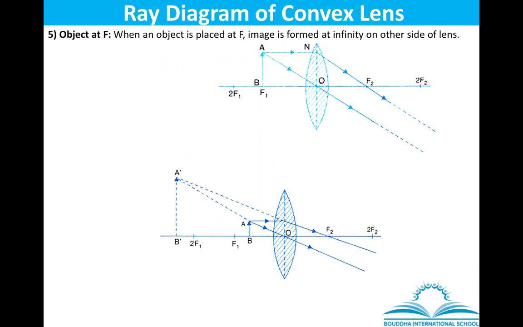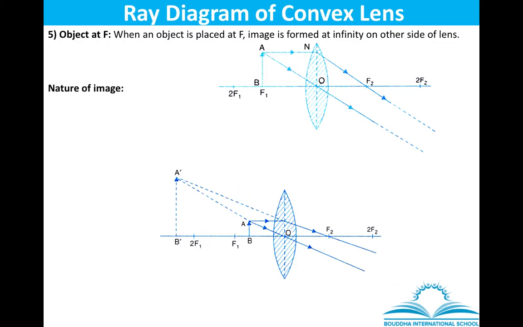Now condition 5: object at F. So you can see the object is at F. One ray goes parallel to the principal axis, it passes through the focus. The other ray goes through the optic center, it passes without bending. So the two rays of light are parallel to each other, so they will not meet immediately. When they are extended, they might meet somewhere at a far distance. So the image will form at a far distance. That's why it is believed that the image is formed at infinity, because the image is forming far away.